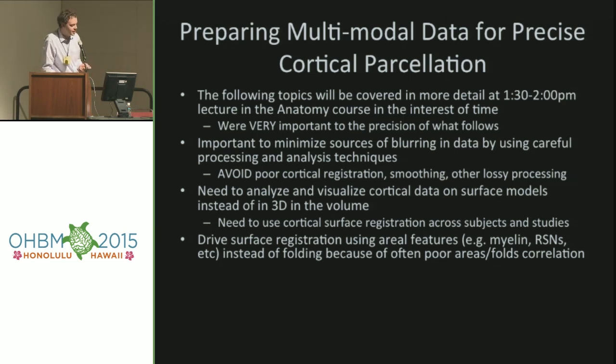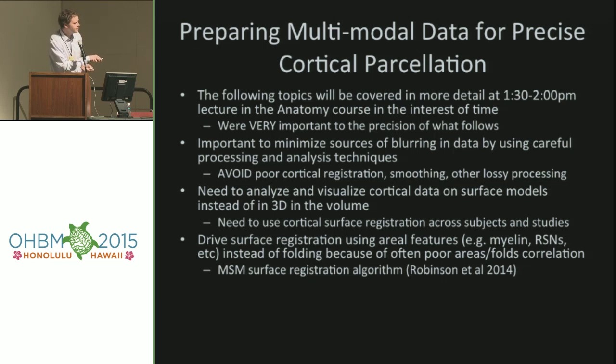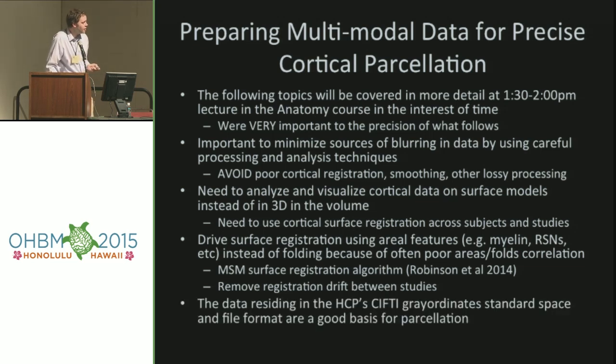We need to drive the registration with areal features. And so there's a new surface registration algorithm, MSM, that can do this. Also, it's important if we're comparing across studies to remove any group average registration drift, and I'll talk more about that in the afternoon. So data that has been brought into the HCP's CIFTI grayordinate standard space and file format form a really good basis for cortical parcellation.